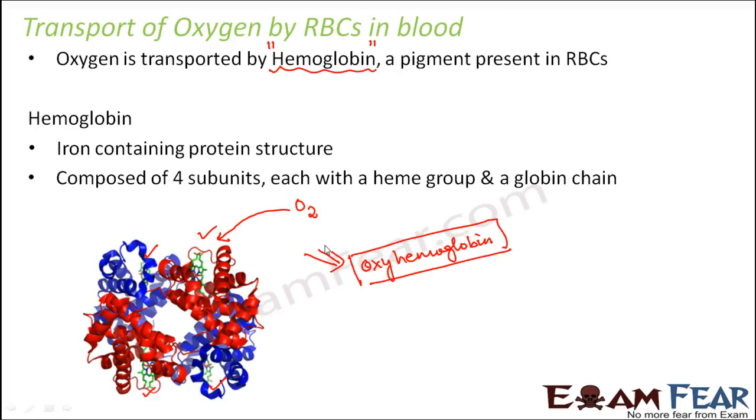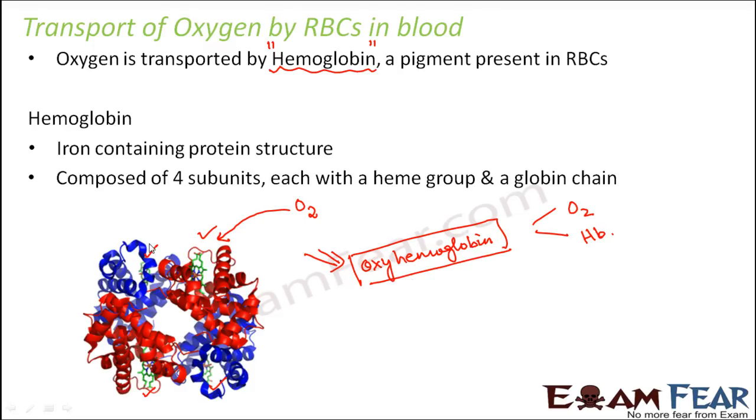Now this is interesting. Oxygen will combine with hemoglobin to form oxyhemoglobin, and this is a reversible process. That is, oxyhemoglobin can again dissociate to form oxygen and hemoglobin. Hemoglobin is abbreviated as HB. This formation and dissociation of oxyhemoglobin actually helps in the transport of oxygen.